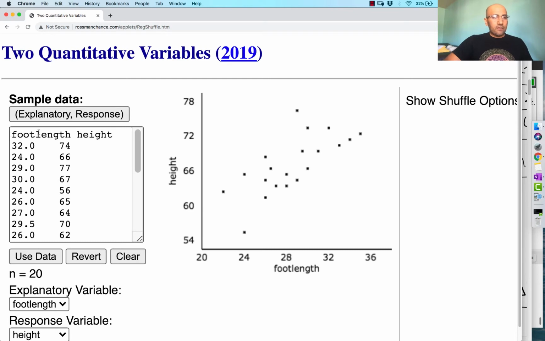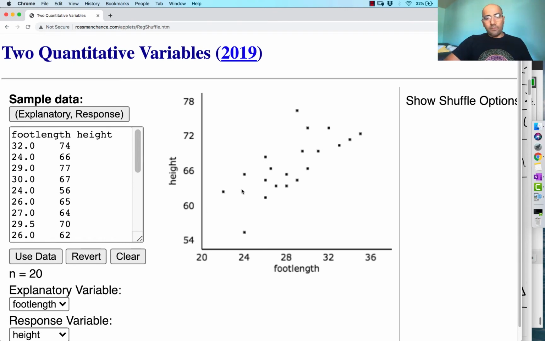Looks like the input values are foot length, and then the output values are the heights. So how long is your foot? And then over here is how tall are you? And it seems reasonable that there is a correlation between them, right? The bigger your foot is, the taller you are. The smaller your foot is, the shorter you are. Although it's not a perfect relationship.